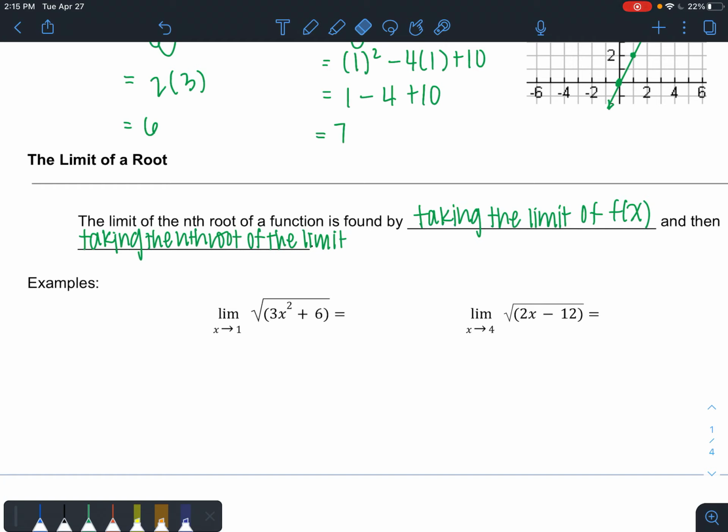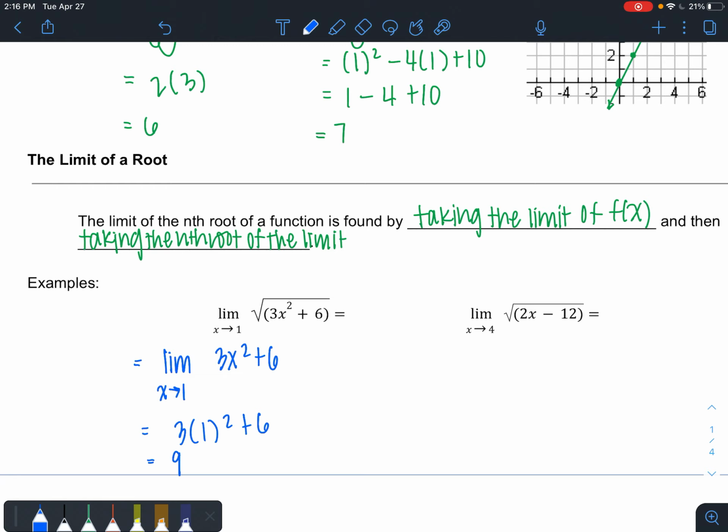So let's start with our first example here. First I need to find the limit as x approaches 1 of 3x squared plus 6. So that's going to be equal to 3 times 1 squared plus 6, which is 9.